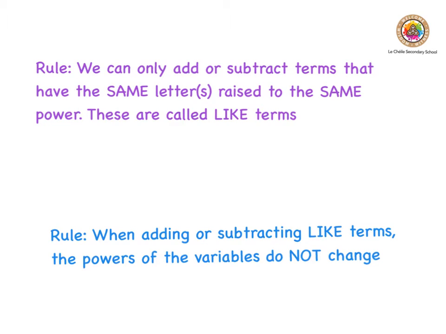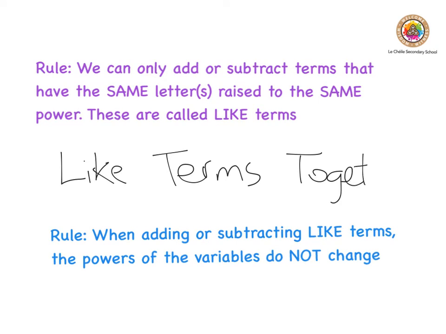So we have two very important basic rules when it comes to simplifying algebraic expressions. The first thing is we can only add or subtract terms that have the same letter or the same letters raised to the same power, and these are called like terms. So we have the phrase: like terms together. That's one of our most important phrases when it comes to algebra.